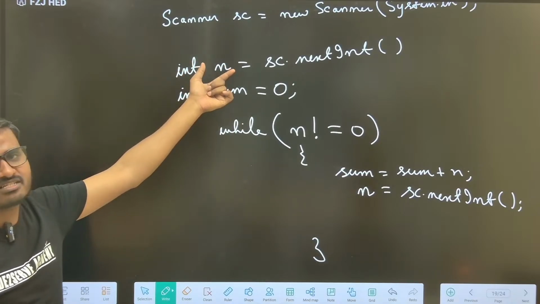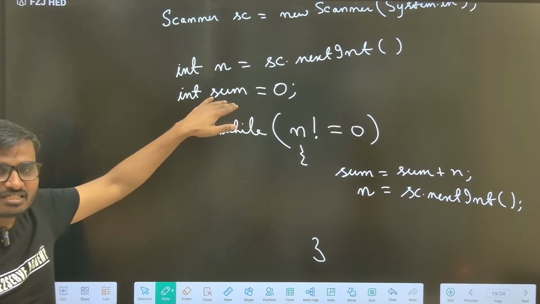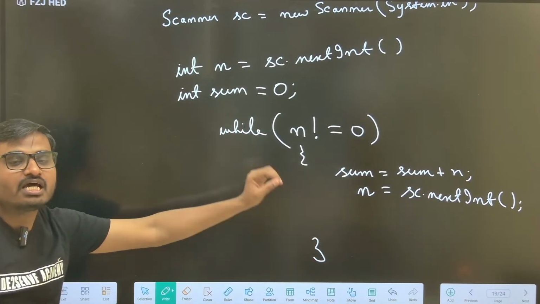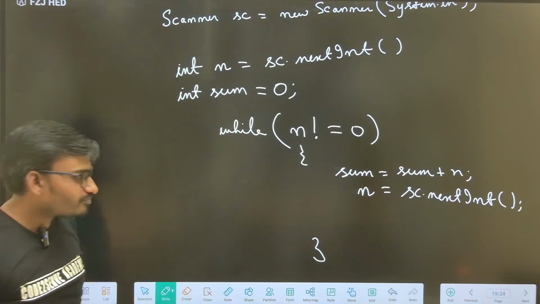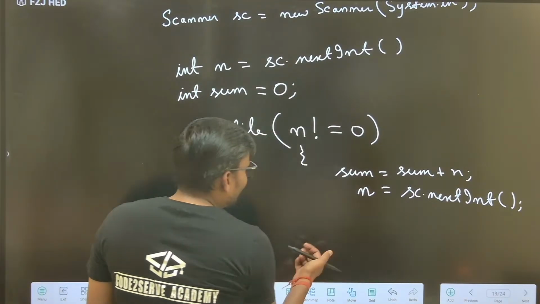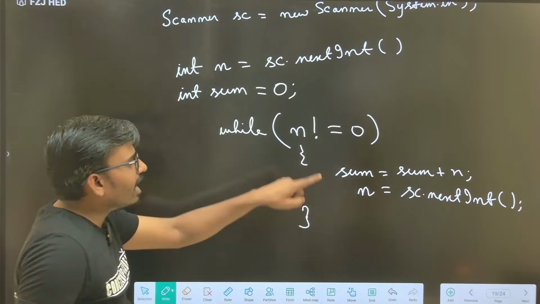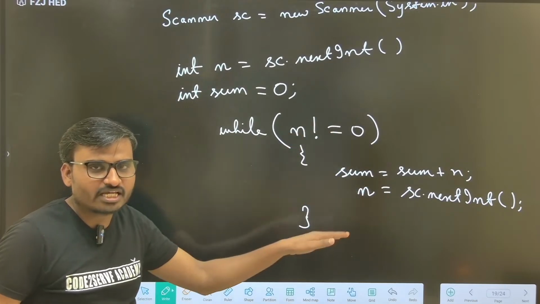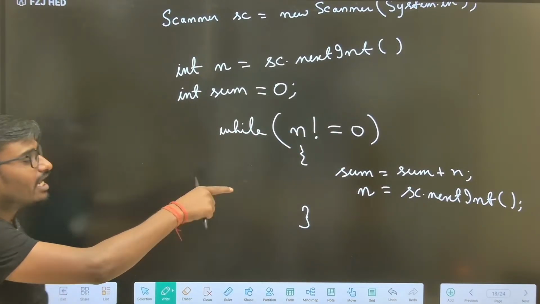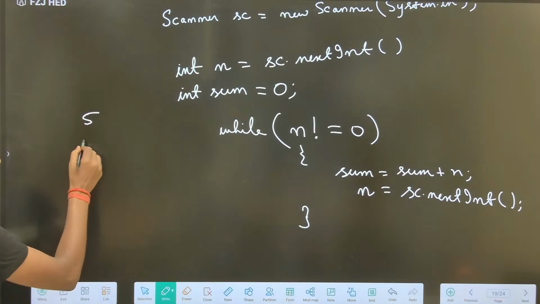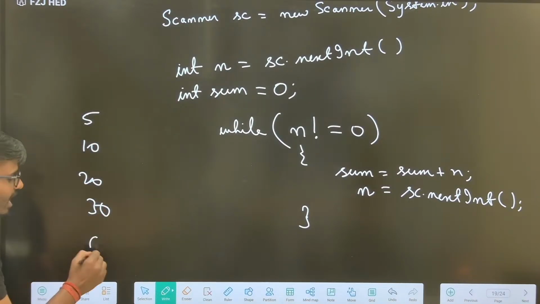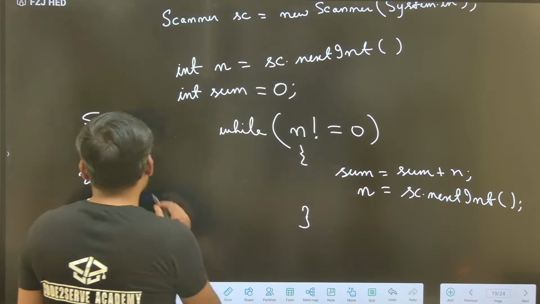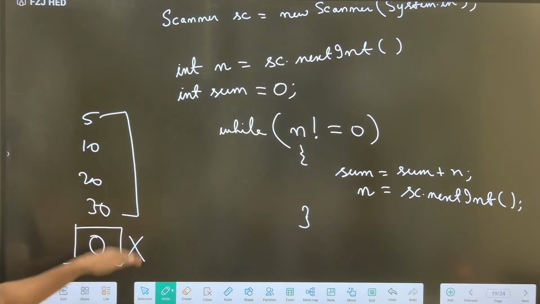Now suppose this number is still 0 and you have already initialized sum with 0, then this part will not get executed, and if you write system.out.println(sum), still 0 will be printed. All right. Now we have written the loop. It will go n number of times, taking the input. Suppose the numbers are 5, 10, 20, 30, and as soon as the user enters 0, the program will terminate, and the sum of all the values entered will be calculated.